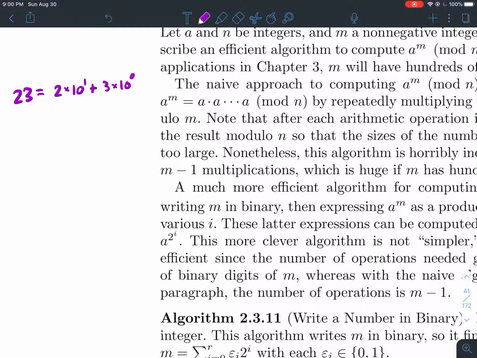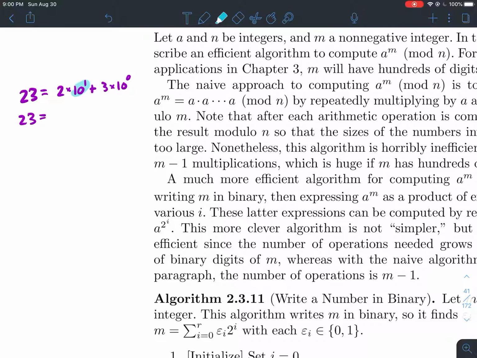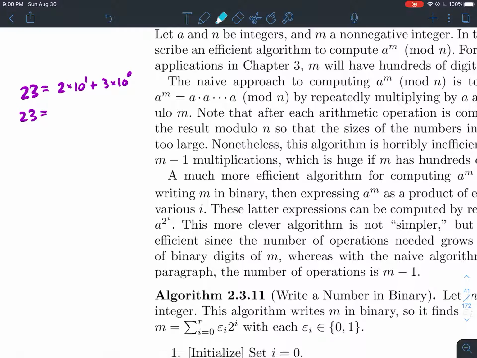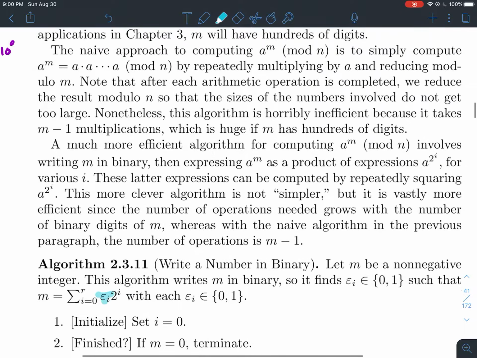So what we want to do is take 23, say, and the idea is how do I write that as a sum, but instead of powers of 10, as powers of 2. That hopefully explains this notation down here. Notice in my base 10 example, the coefficients I was allowed to use are the digits 0 through 9, and you see I used 2 and 3. But if I'm going to write something in binary, the coefficients, which we denote by epsilon i, only get to be 0 or 1.